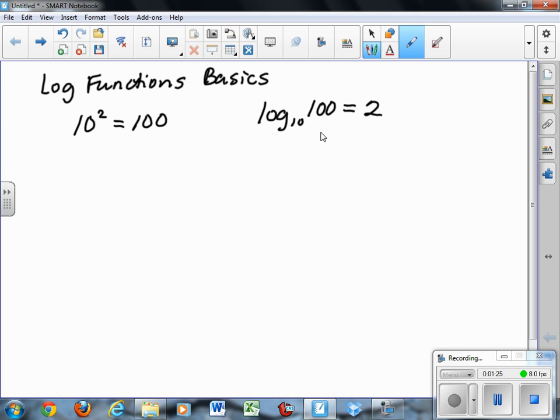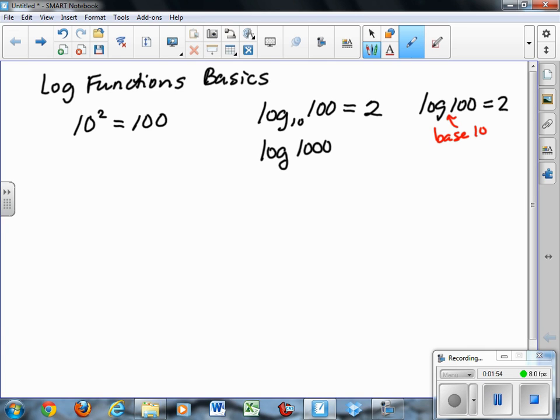The two most common log bases are log base 10 and log base e. So if you see just log of 100, that means automatically base 10. If you see the word log and nothing written next to it, we're talking about base 10. So let's look at a couple other examples of log base 10. So we might say log of 1,000.